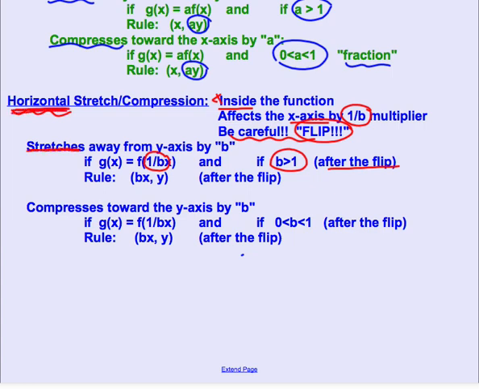And how you do that is you multiply all the x's by b, whatever you have after you flip it. If your value for b is a fraction again, you're going to have a horizontal compression. Remember, we flip this, so our rule is we're going to multiply by b. That's the review of transformations.